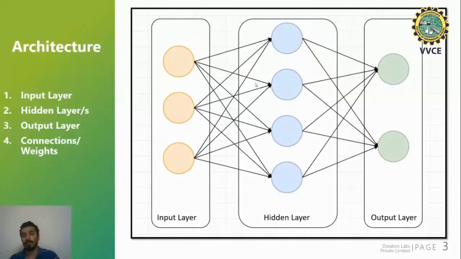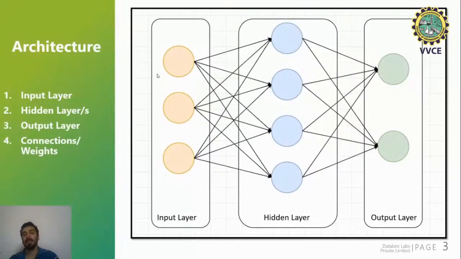From the hidden layer we have four neurons, and the output layer has two neurons, and everything is connected to all the neurons in the next layer. In this case, all these four neurons are connected to both the neurons in the output layer.